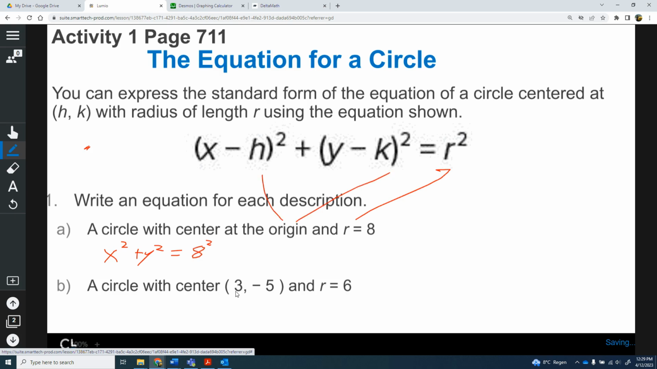Next one, a center at 3, negative 5. So I'm going to start with this equation. x minus 3, because it's going to be the opposite, plus y plus 5, because it's the opposite. Both of those squared equals 6 squared, radius is squared. If you wanted to write this as 64, or this as 36, we would actually square that out. No problem, you can do that.